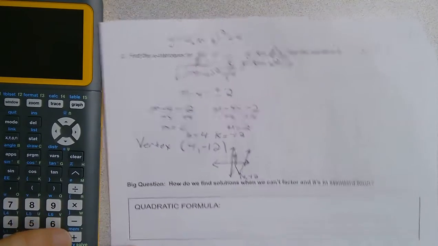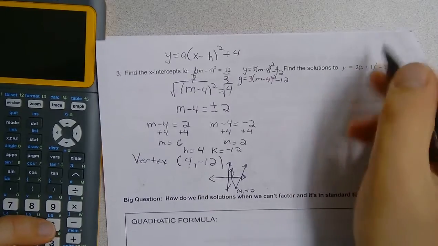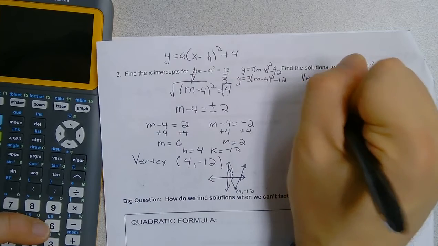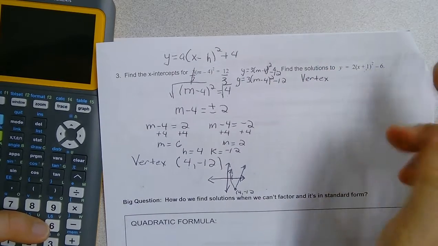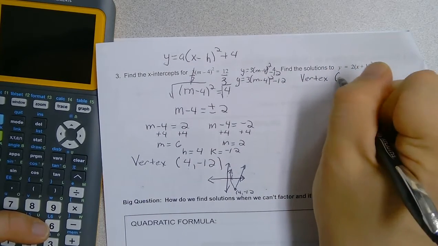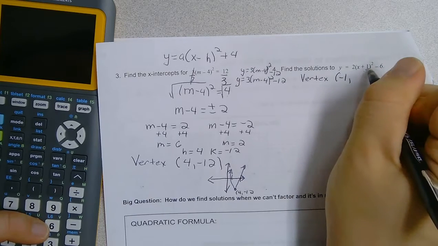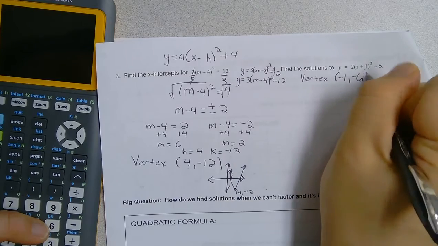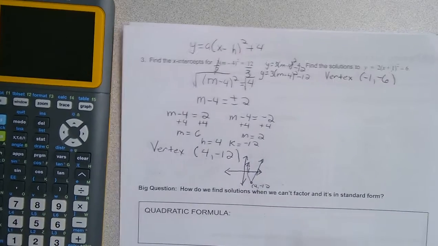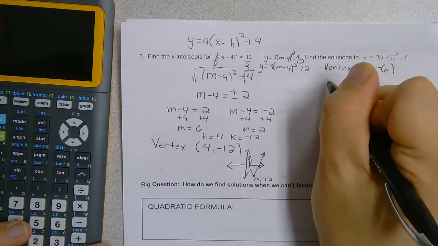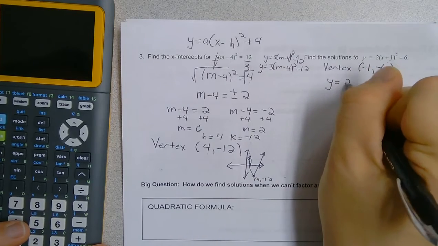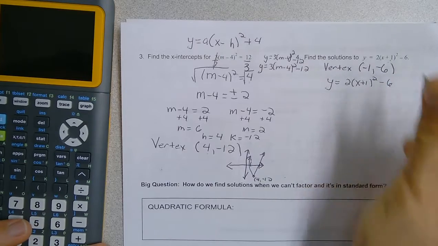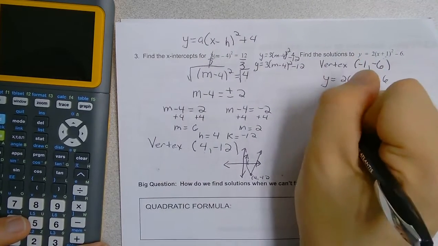So to look at this equation, I'm actually adding 1. So to find the vertex, since it's in vertex form, we can start there. Since I'm adding 1, the vertex is -1 for x, and then k is -6. Now we're going to solve this. So if I'm solving, y equals 2 times x plus 1 squared minus 6. Remember, we want when y equals 0 for the zeros.